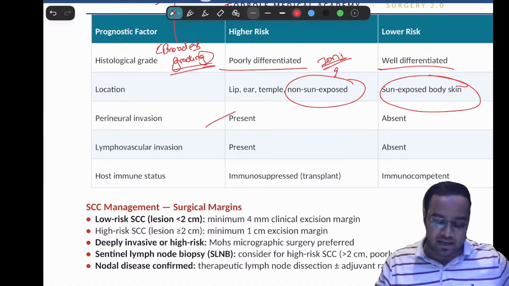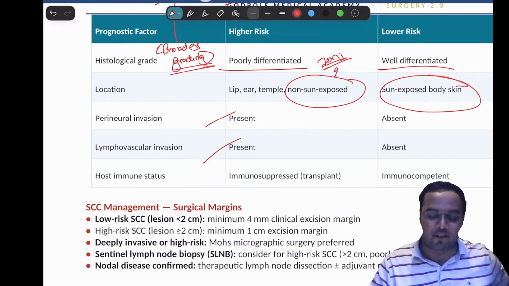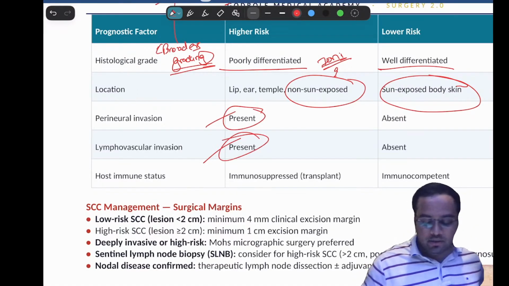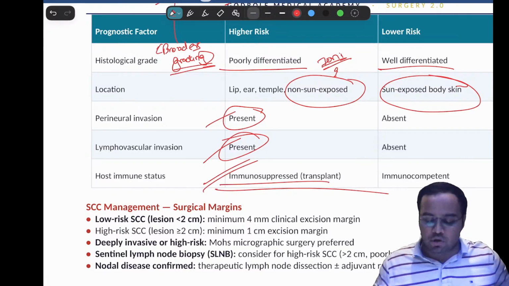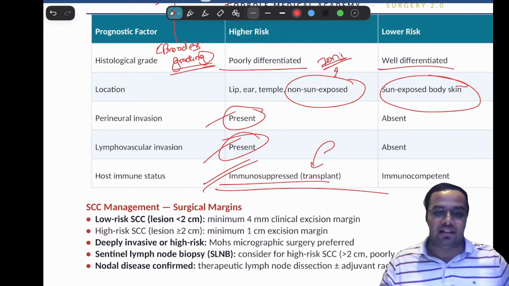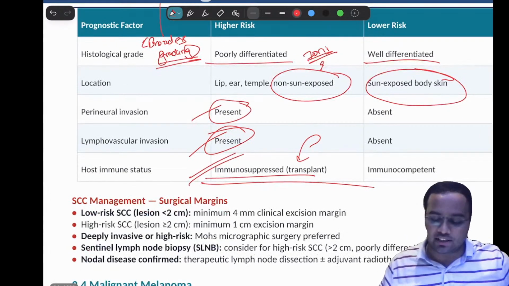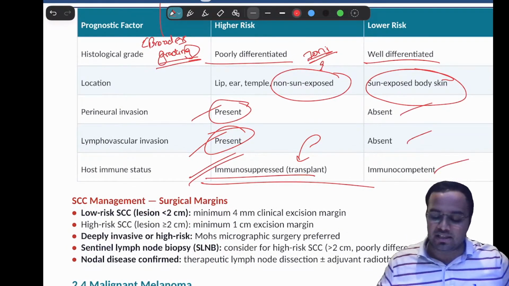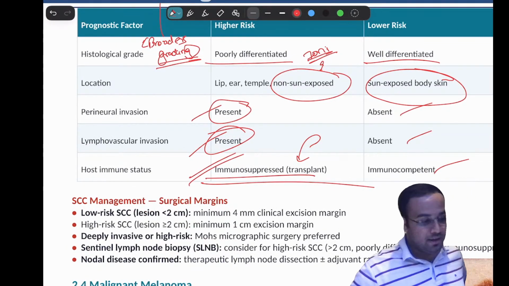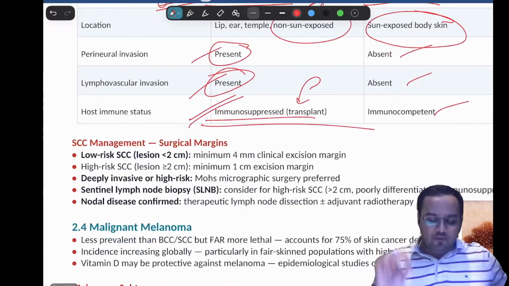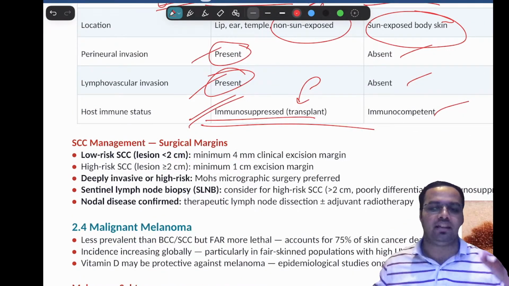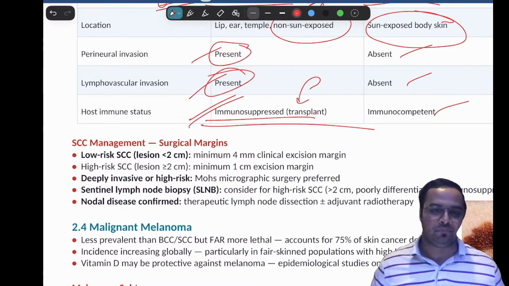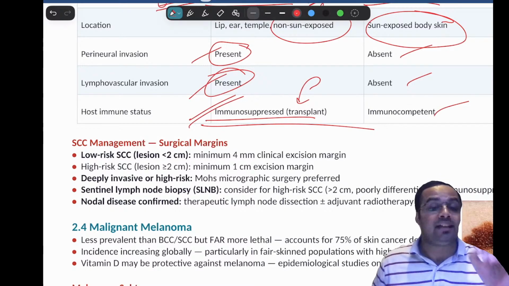If perineural invasion is present, or perivascular or lymphovascular invasion is present, it is going to be a bad prognostic factor. And host: if the patient is an immunocompromised host, such as post transplant malignancy, it is going to have a worse prognosis. Similarly, if it is absent and the patient is immunocompetent, the prognosis is going to be good. So always remember, for squamous cell carcinoma anywhere in the body, the most important thing is excision, excision and excision, except where it is not feasible.